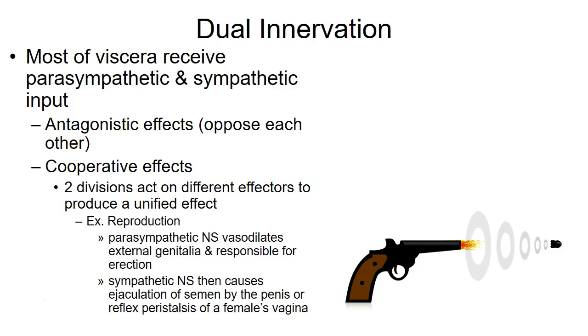So, cooperative effects. We talked about opposite effects, but what about having a common cooperative effect? We've talked about antagonistic effects, but there also can be cooperative effects. The two divisions act on separate structures for a unified effect. An example is going to be reproduction, for instance, erection and then ejaculation.